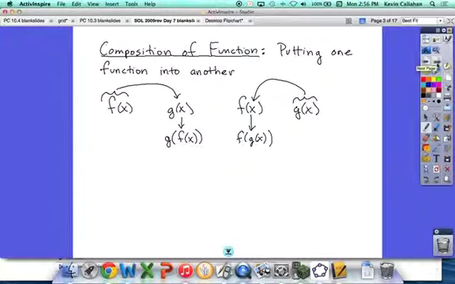So remember the composition of functions is like putting one function inside the other. Usually, if we have 2 functions, f of x and g of x, if it says find g of f of x, that means take the f of x and put it inside of the g. Or if it's f of g of x, then take this and put it inside the other function.